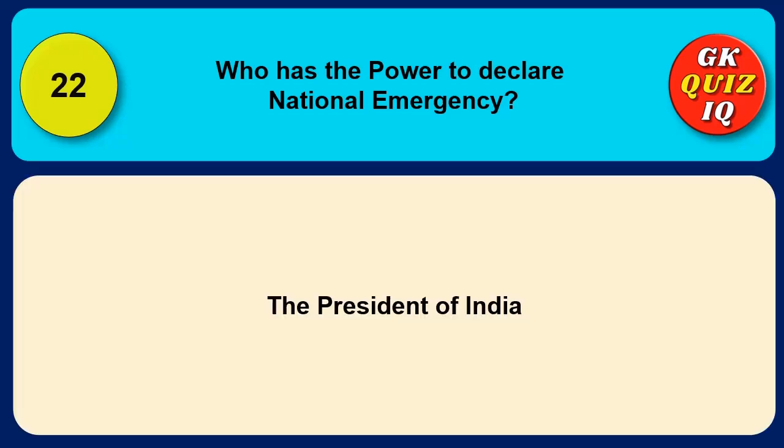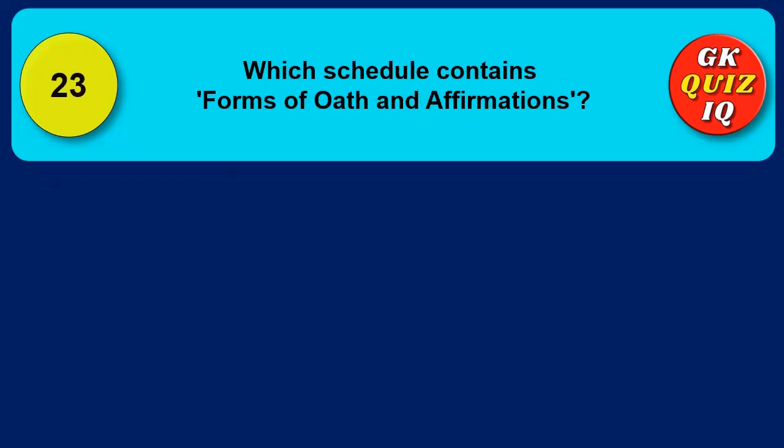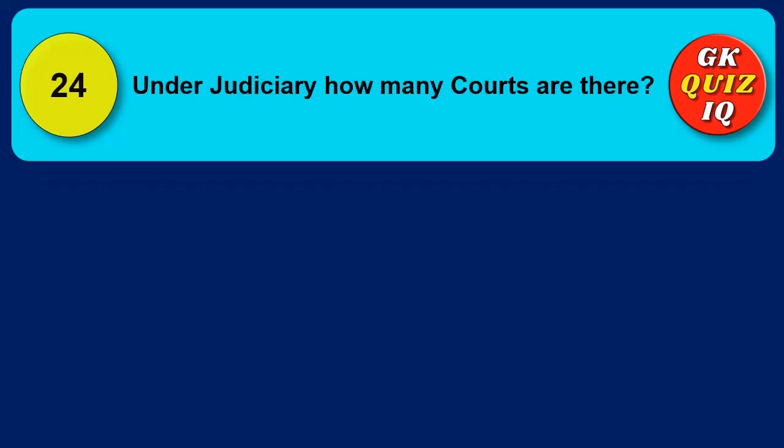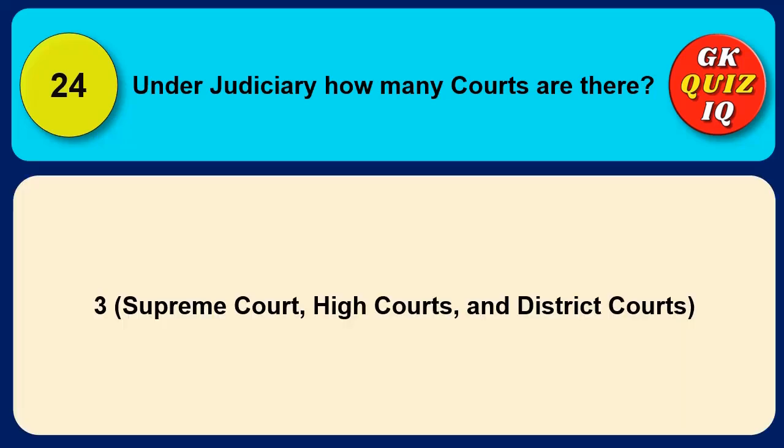Who has the power to declare national emergency? The President of India. Which schedule contains forms of oath and affirmations? Third schedule. Under judiciary, how many courts are there? 3. Supreme Court, High Courts and District Courts.